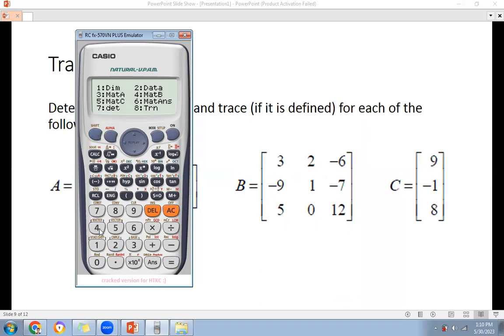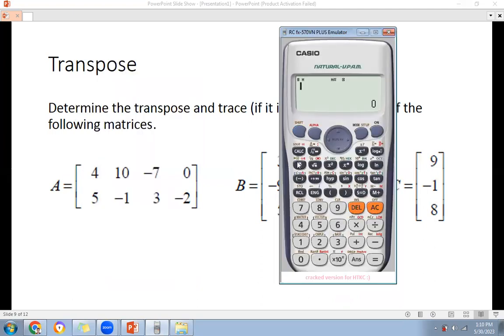Then define C, which is 3 by 1. So 9, -1, and 8. Okay, so what will happen if we get the transpose of this? So this is the TRN transpose. Then we get the transpose of matrix B.